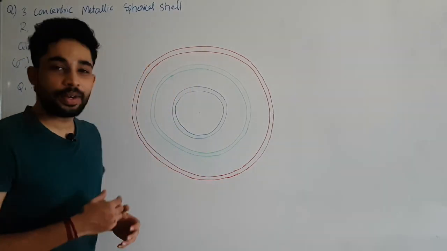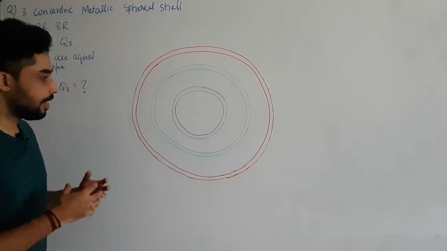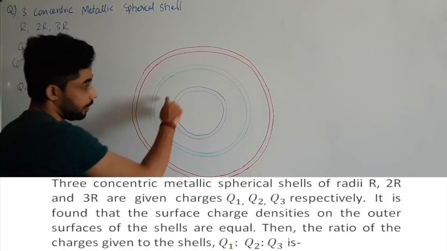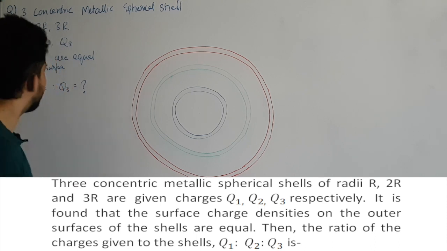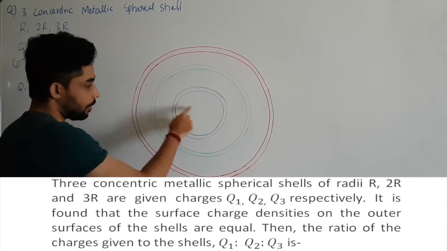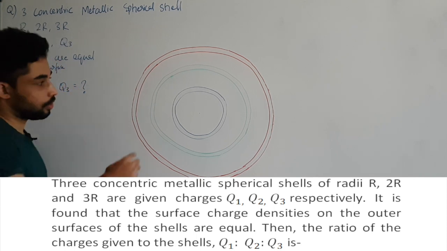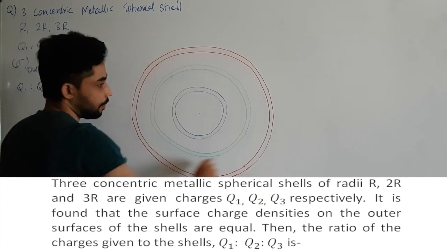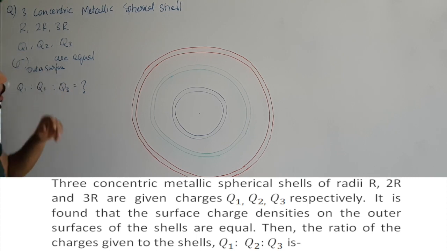So in this video, we'll do a question related to concentric metallic shells and see how the charges are getting distributed in that. According to the question, we have three concentric shells like this, and their radii are given as R, 2R and 3R, with charges Q1, Q2, Q3. Shell 1 is given a charge of Q1, this is given a charge of Q2, and this is given a charge of Q3.